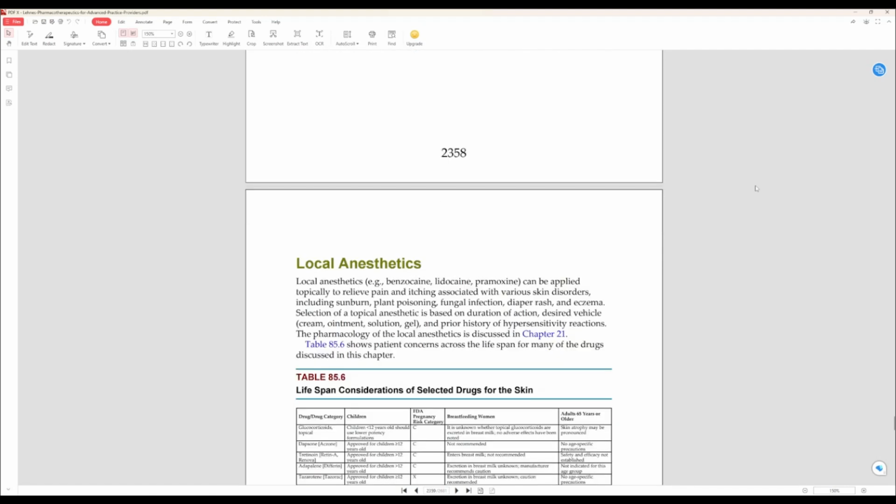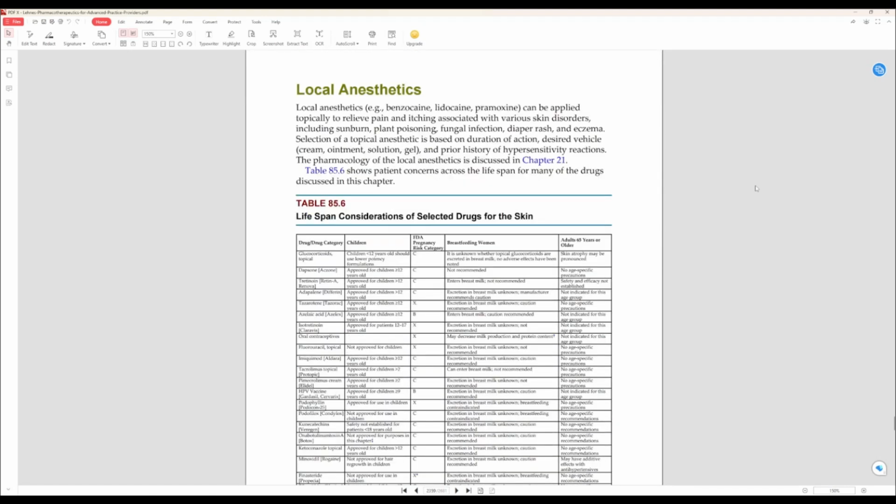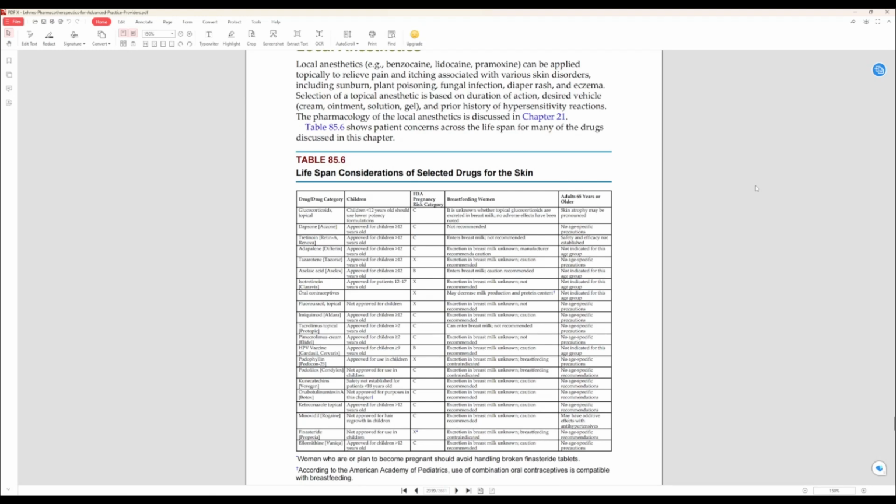Local anesthetics. Local anesthetics, such as benzocaine, lidocaine, and pramoxine, can be applied topically to relieve pain and itching associated with various skin disorders, which include sunburns, plant poisoning, fungal infections, diaper rashes, and eczema. The selection of topical anesthetics is based on the duration of action, desired vehicle, whether it's a cream, ointment, solution, or gel, and prior history of hypersensitivity reactions. The pharmacology of local anesthetics was already discussed in Chapter 21.